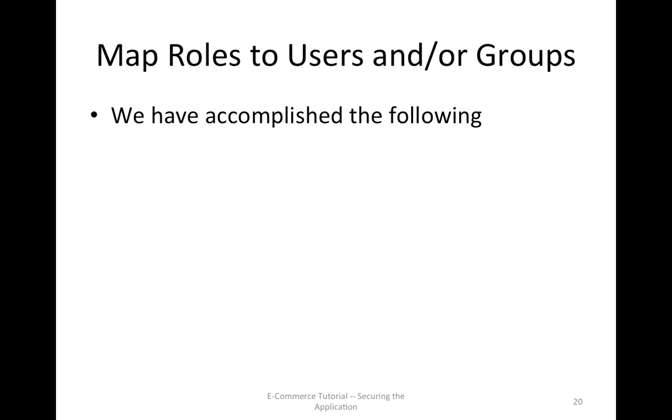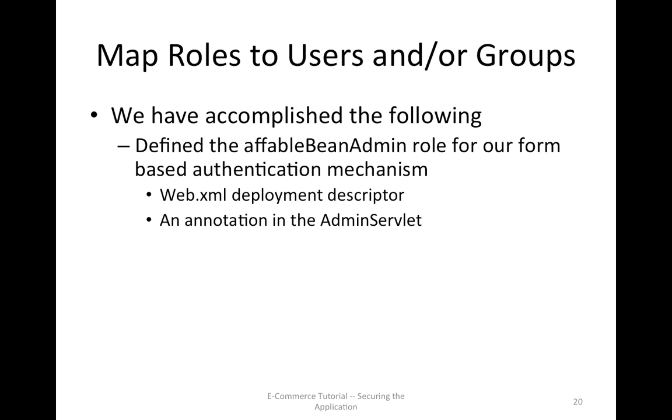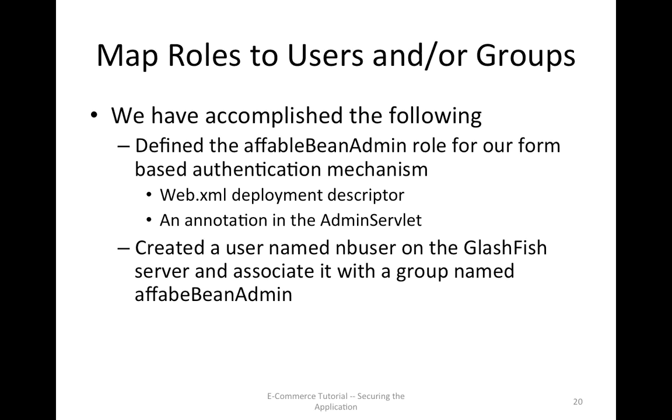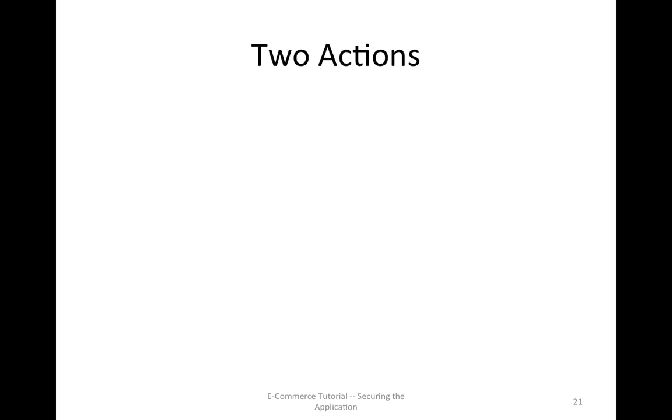So far, we have accomplished the following two things. First, we defined the AffableBeanAdmin role for our form-based authentication mechanism. We can do this in two ways. We either use the web.xml deployment descriptor or we use an annotation in the admin servlet. Second, we created a user named MB user on the GlassFish server and associated it with a group named AffableBeanAdmin. So our next step is to map the AffableBeanAdmin role in the application to the AffableBeanAdmin group on the server. We can take one of the following two actions to accomplish this.